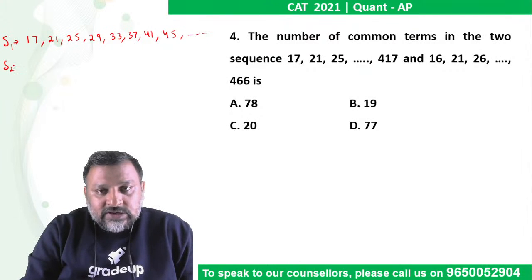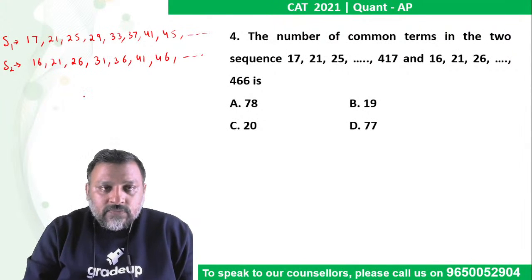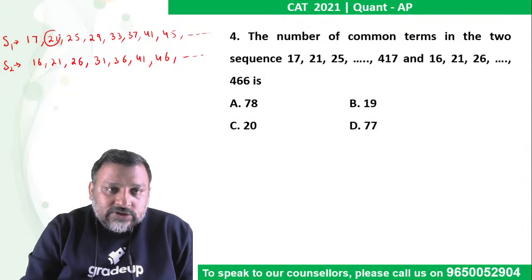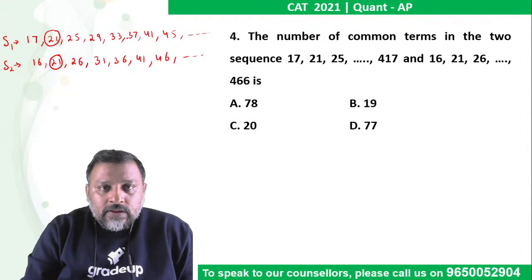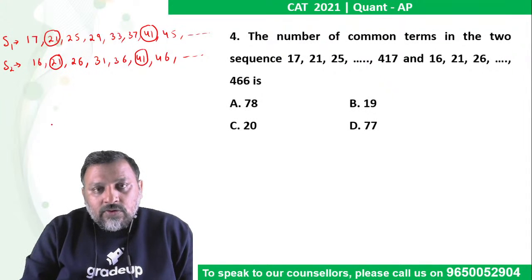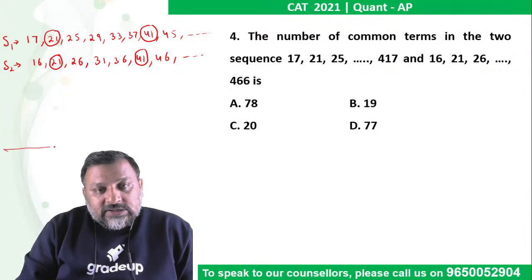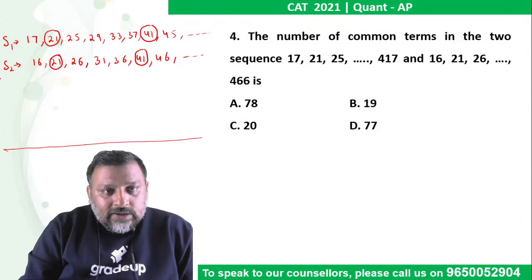Second series is this 16, 21, there is a common difference of 5. Next is 26, 31, 36, 41, 46, and so on. So you can see this is the first common term. Then we have this also as the common term. Okay. So see, this is a very important statement, guys, that I am about to write here.